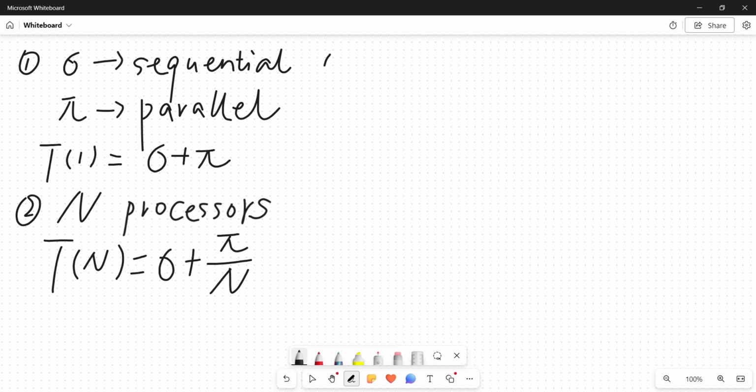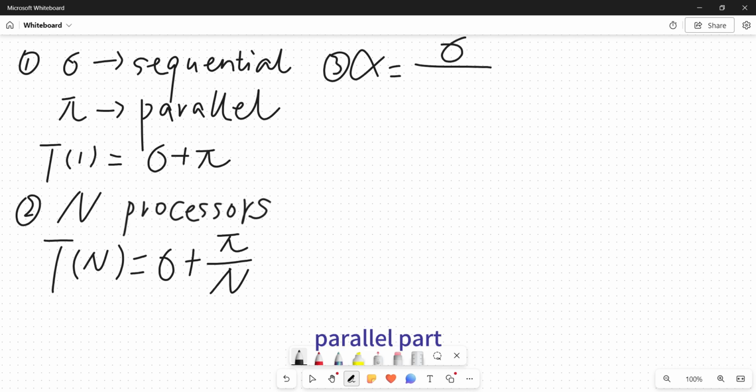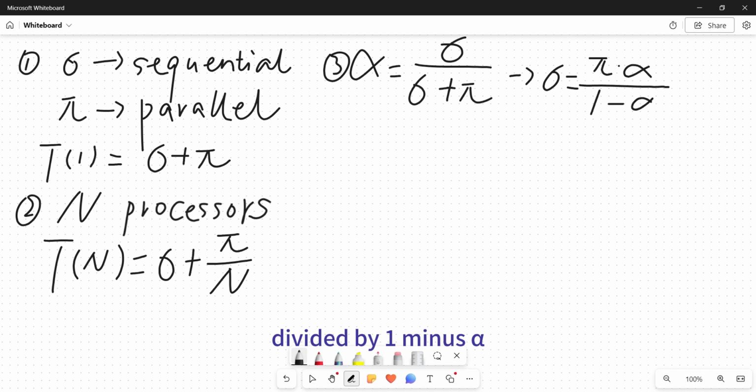The third step, let's define alpha. So do you still remember alpha? Alpha is the fraction of the task that is non-parallelizable. So alpha simply equals the sequential part divided by the sequential part plus the parallel part, which is theta divided by theta plus pi. So we can do some simple operations here. Theta equals pi multiplied by alpha divided by 1 minus alpha.